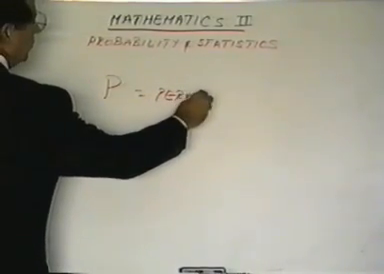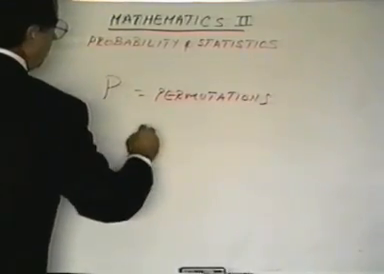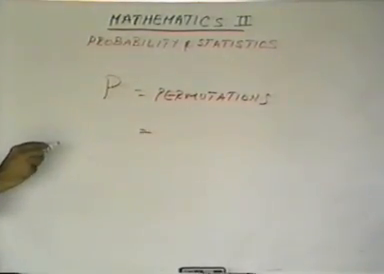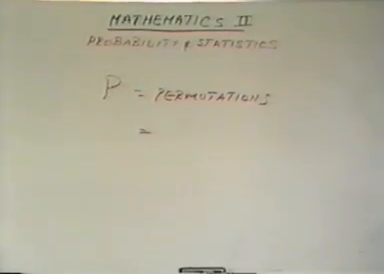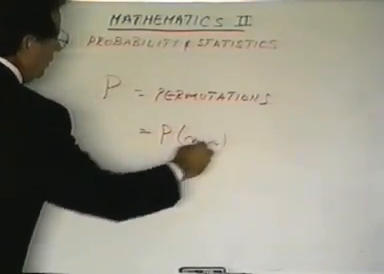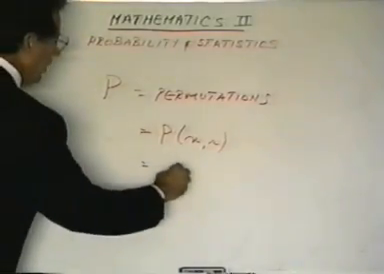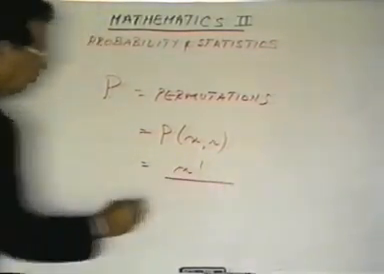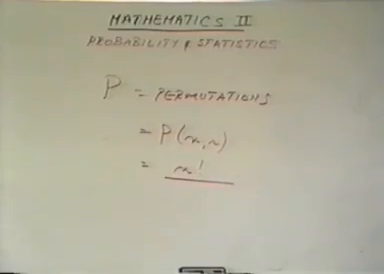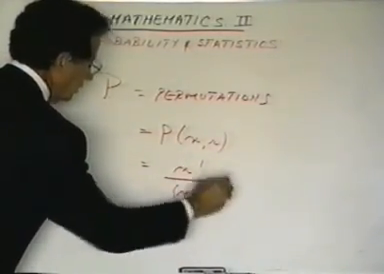Now, if we're dealing with permutations instead, P's number of permutations, we would have to use a different formula. In the case of permutations, we write this as P n comma r, and this would be the number of ways I could permute the objects that I'm working with. So this would be equal to n factorial divided by n minus r factorial.